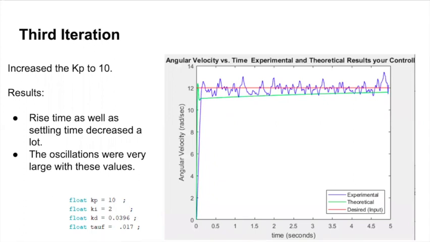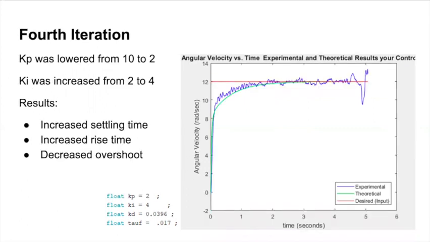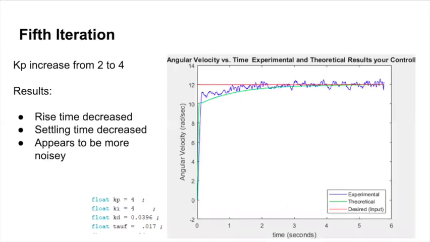Obviously we see rise time as well as settling time decreased, and oscillations were very large with these. So we decided to increase KP to 10. With that, we got an increased settling time, increased rise time, and decreased overshoot. There was a reasonable amount of error in there. We saw that it was relatively good, but we wanted to change some of the values just to make it a little smoother. So KP was lowered from 10 to 2, and KI was increased from 2 to 4.